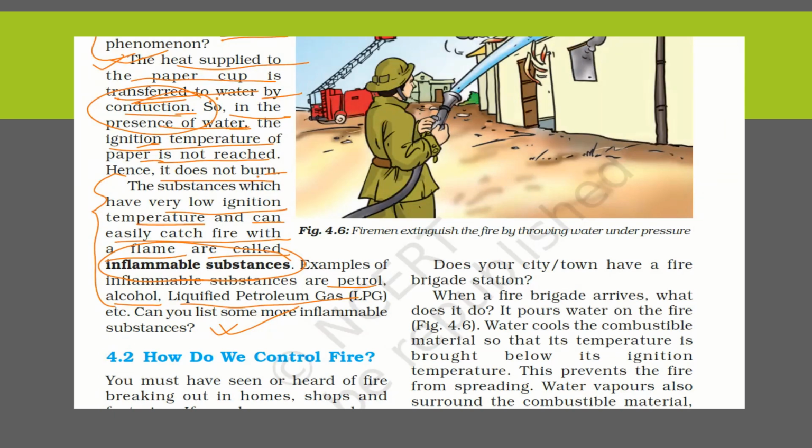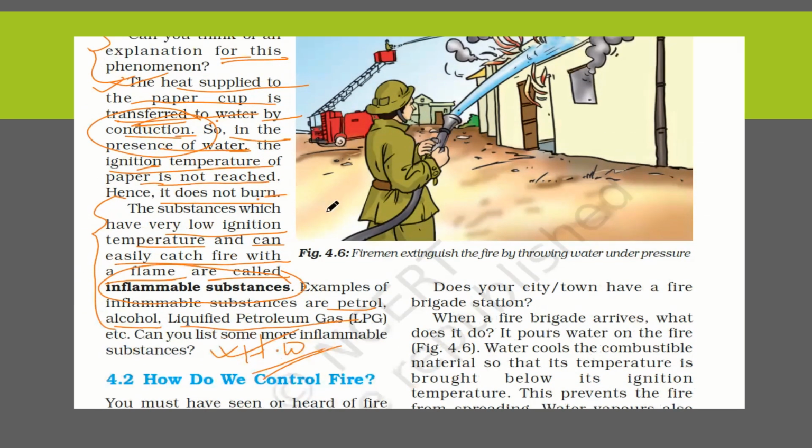So this is all for today's episode, and I am giving you homework: you should list a few inflammable substances. So this is your homework. In the next class we will come back, and I'll ask you what the list of inflammable substances is. Please do write in my comment box. And in the next class we will start with how we control fire. That is, we will learn about the process of a fire extinguisher and all.